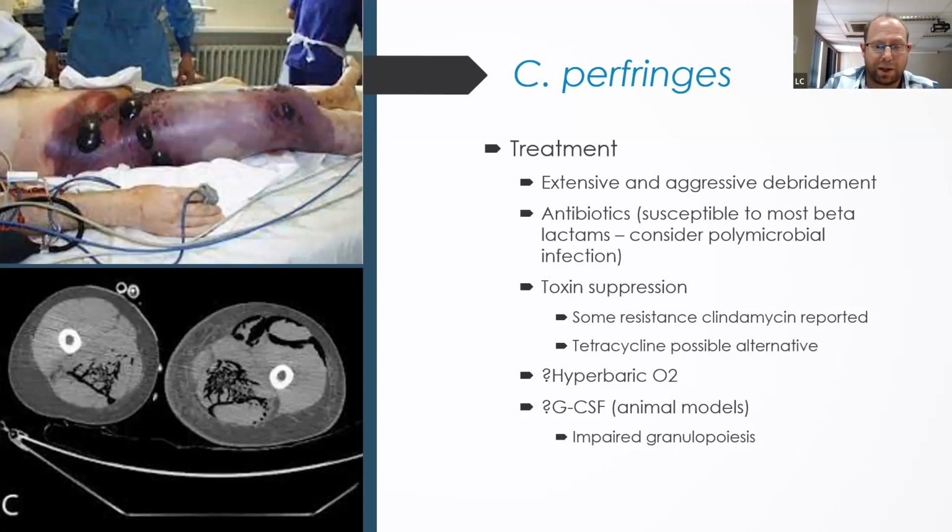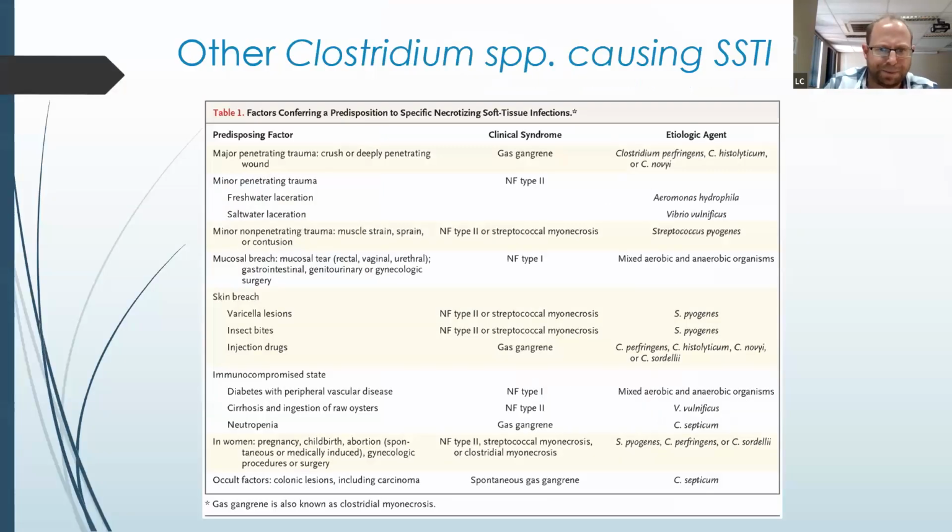There's some resistance to clindamycin in terms of the organism itself, so that's something to keep in mind, and one can potentially use tetracyclines as a possible alternative. There's this role for hyperbaric oxygen, which again, I'm not sure has borne out in trials either. And then in animal models, the use of colony stimulating factor for the impaired granulopoiesis has shown benefits, at least in an animal model, not something that necessarily is done in humans as yet.